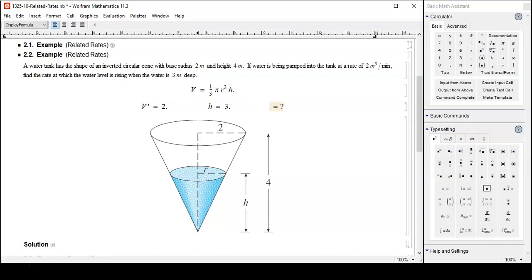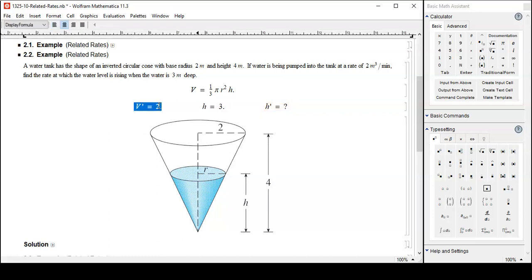And what do you want to find out? Find the rate at which water level is rising. Well, it's a rate, so it's a derivative. So some kind of prime. What is it? Is it v prime, r prime, or h prime? The rate at which water level is rising. It's water level again, so it's h prime. That's the quantity you want to find out.